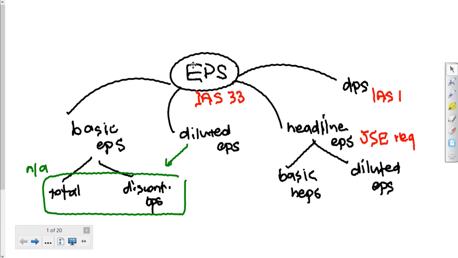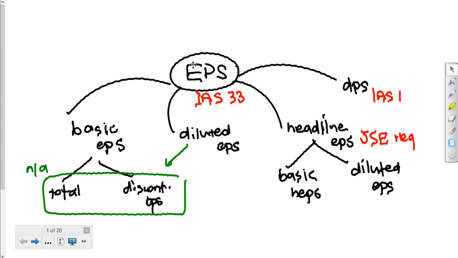It's a number that's required by the JSC. And there is a South African circular which teaches us how to do the calculations for headline earnings per share. So pretty much the way we're going to split the lecture is this week basic, next week diluted, and in the last week headline and DPS.